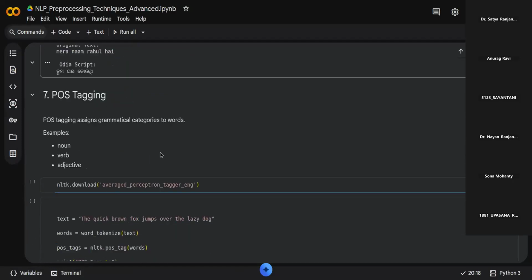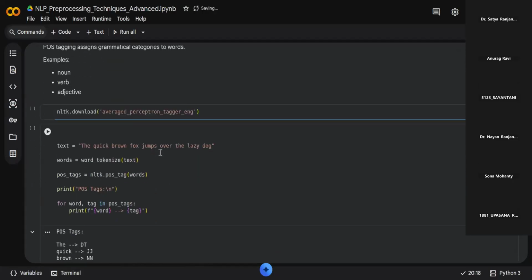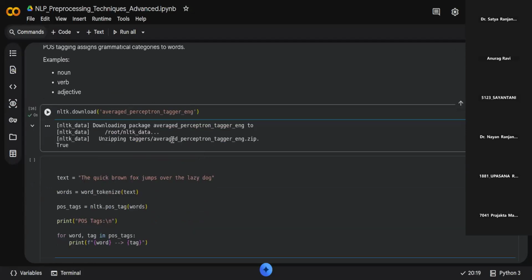Let's come to POS tagging. So what is POS tagging? Already we know that we have to tag every word with its corresponding grammatical form, that is whether it is noun, verb, adverb, etc. For that, NLTK has a pos_tag function, and for that we need to download the averaged perceptron tagger English, because we are going to use the English language. So first you need to download it.